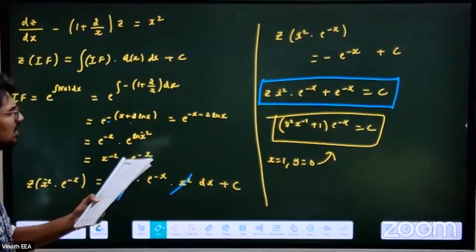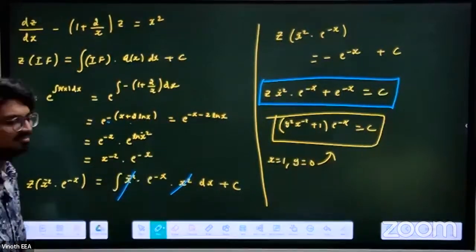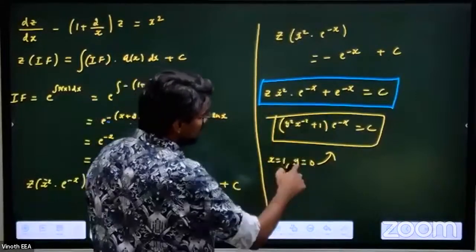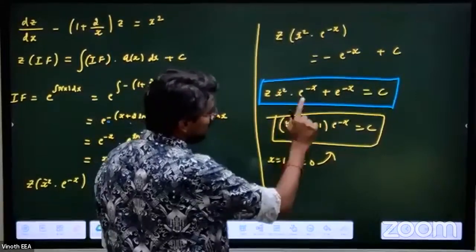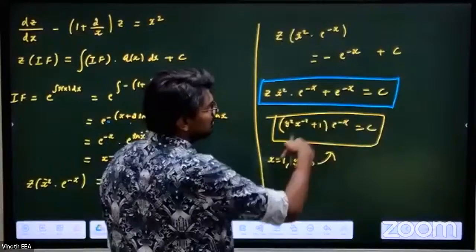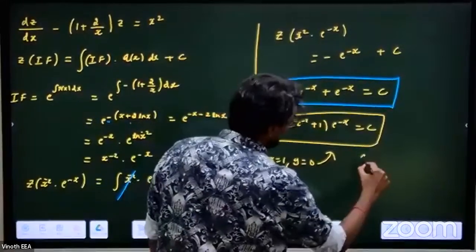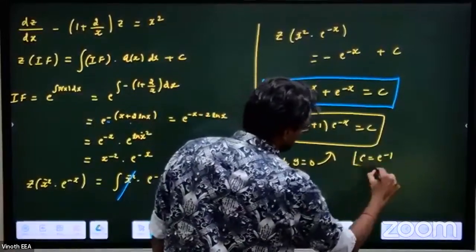E power minus 1 comes for me. x1, okay, x1, y is 0, so this term will become 0. 1 into e power minus 1. So c will be e power minus 1.